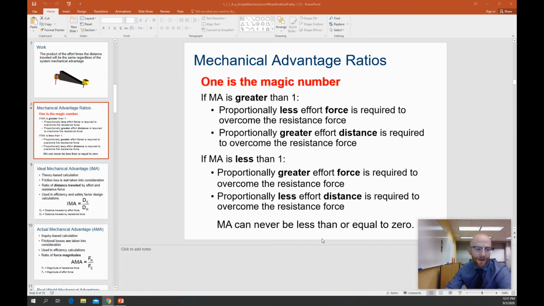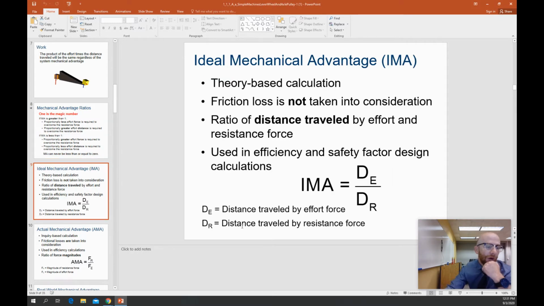Well, think about that. If we have a greater than or less than, it can't be less than or equal to 0. We apply a force, it has to go somewhere. All right, so here we go.